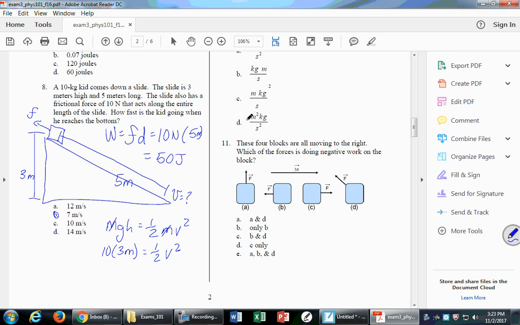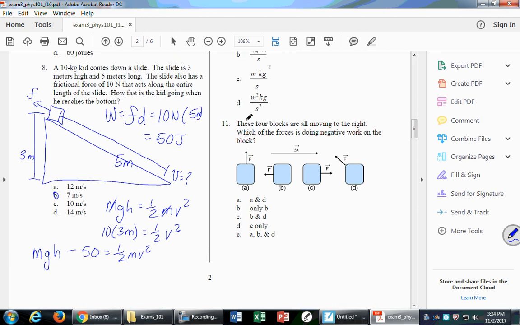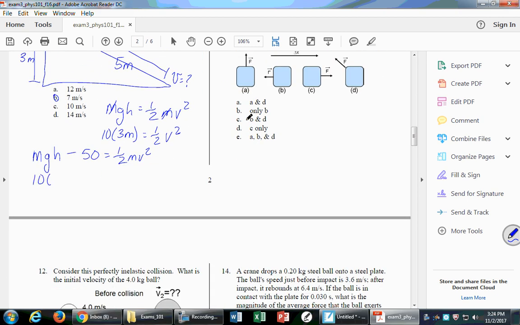Okay, so what we have to do now is we say, well, he started out with mgh. But then we subtract 50 from that, and that's equal to 1/2 mv squared. And now our m's don't cancel, so be careful. It's going to be 10 kilograms times 10 meters per second squared times 3 minus 50 equals 1/2 of 10 v squared. It's 300, that's 250 divided by 5.